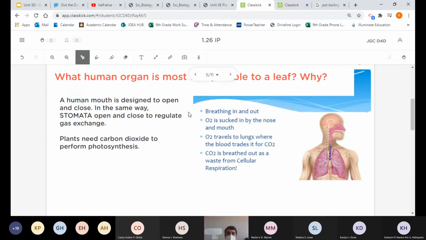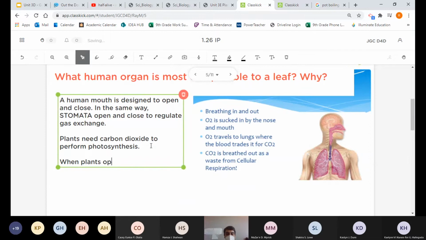So whenever it opens up the stomata, when plants open the stomata, CO2, I'll just write CO2, it's much faster. CO2 enters while oxygen and water vapor exit.